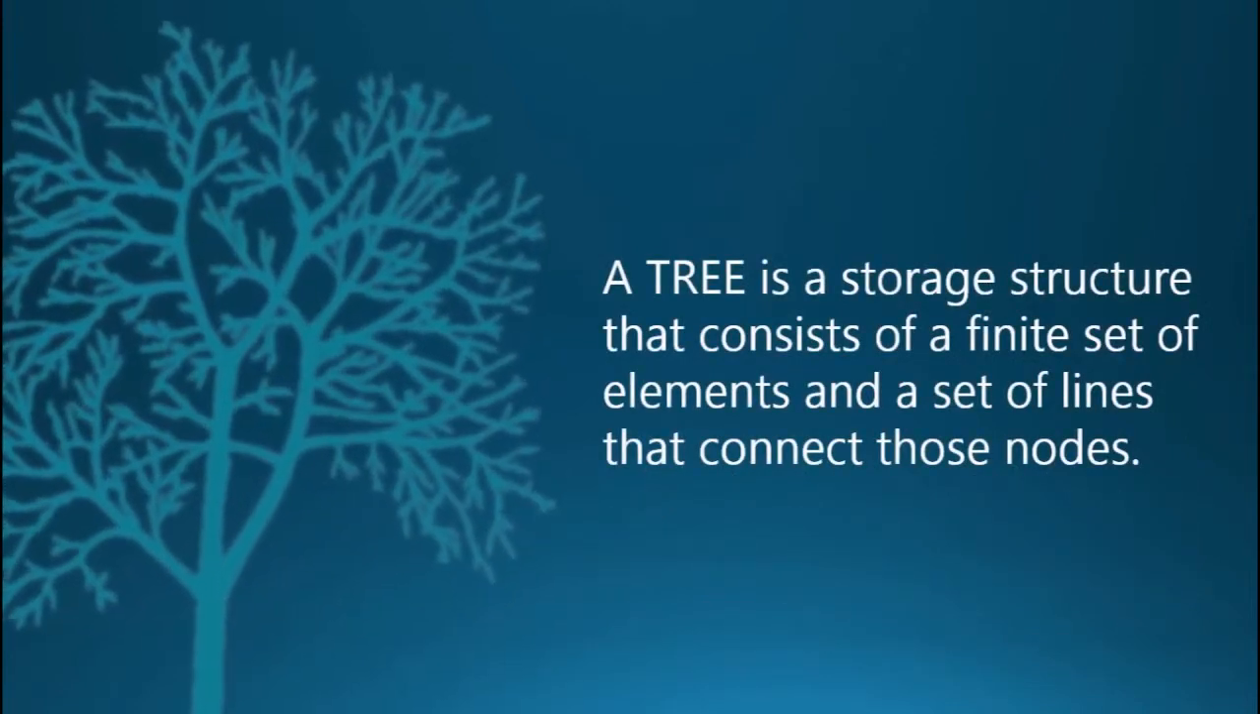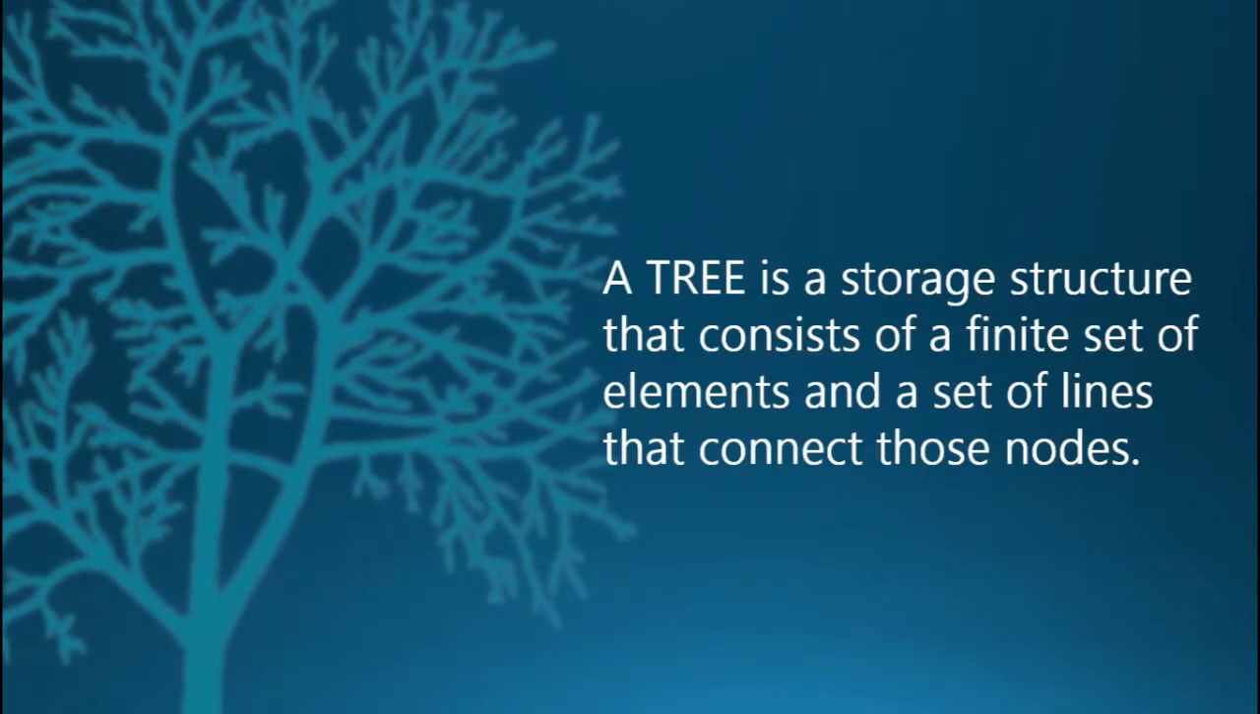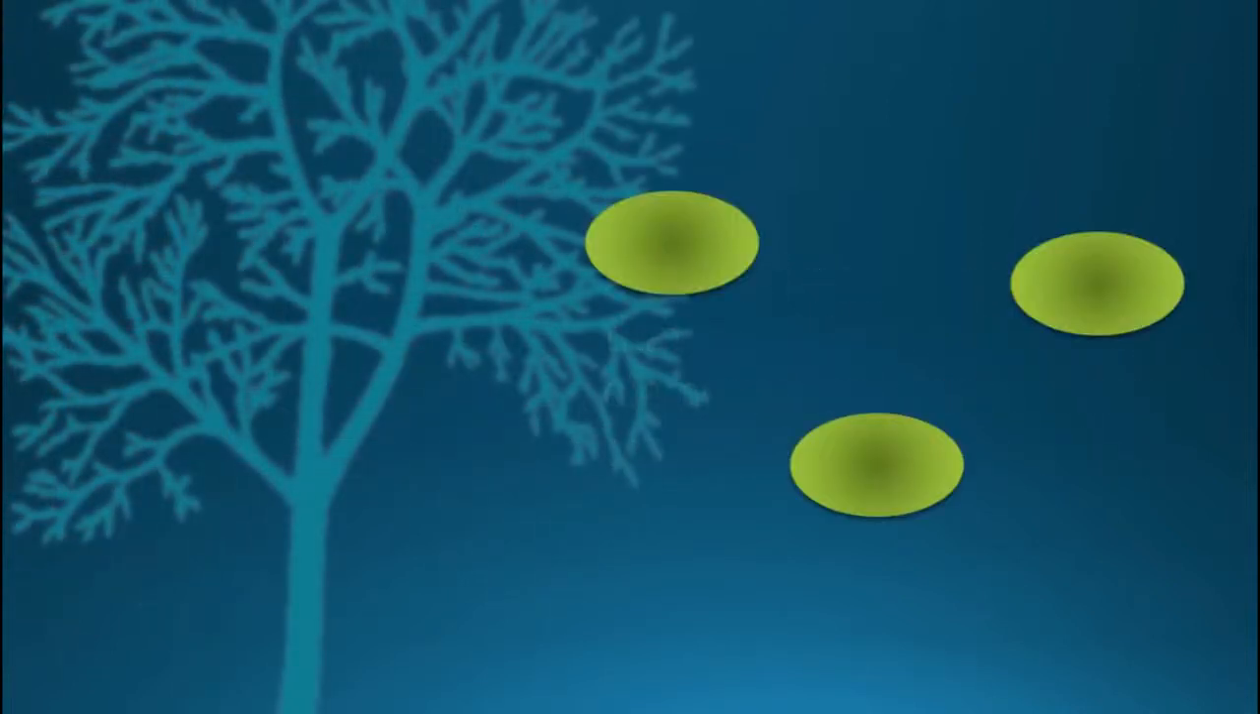A tree is a storage structure that consists of a finite set of elements. These elements are often called nodes, and then a set of lines or interconnections that connect the nodes together. These lines go by different names such as arcs or branches. The nodes contain the data of the tree. They are composed of a payload element, that is the data value, and then pointers that are used to create the lines or the arcs connecting the nodes together.